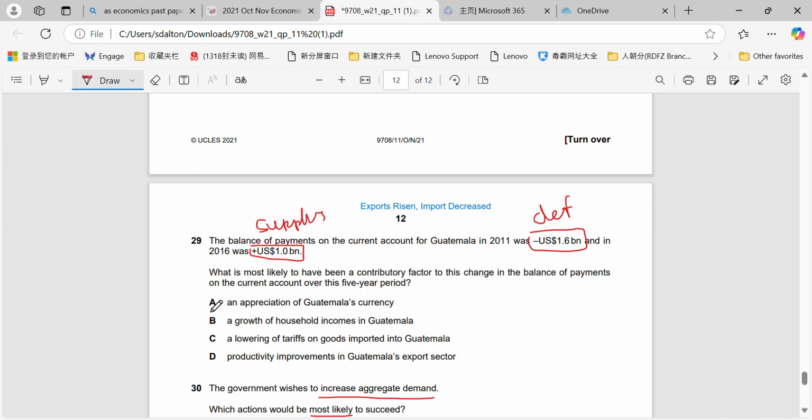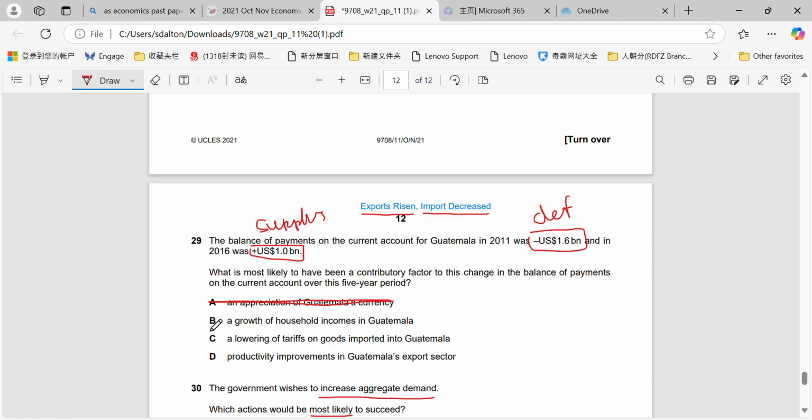An appreciation of their currency would not help them to move from a deficit to a surplus, because it would actually increase a deficit. Price of imports would drop and the total imports would rise, which goes against what we have here, which we know imports should have decreased and exports should have risen. If it was a devaluation or depreciation of the currency, that would have been a contributing factor.